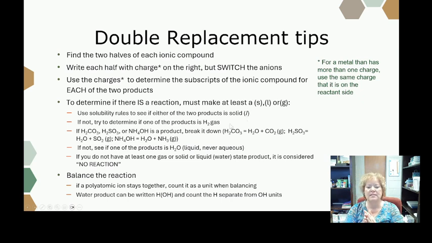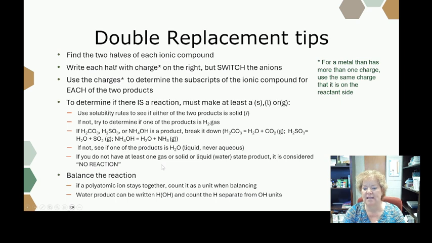If it's not, I want to see if one of the products is hydrogen gas or oxygen gas or chlorine gas, but we won't see that show up when we're predicting. If you have H2CO3, H2SO3, and NH4OH as a product, break it down further into water plus the remaining gas. If you see one of the products is water, if I form water, it's a molecule, it will be liquid. It won't be aqueous, it's liquid. So acid base makes water, it's in liquid state. That's not aqueous, so that would remain intact. That would make a liquid, so we're good.